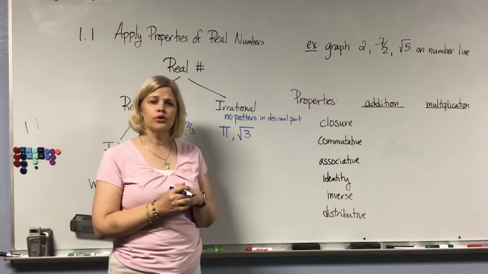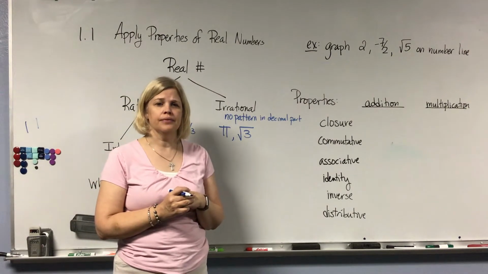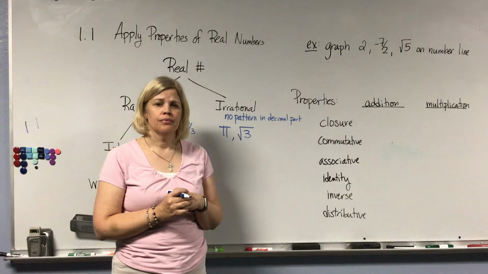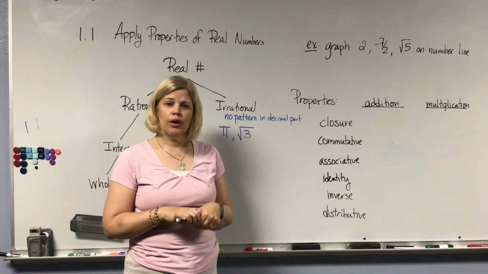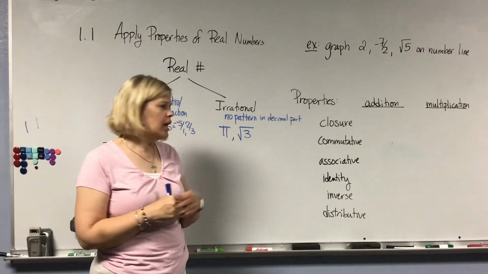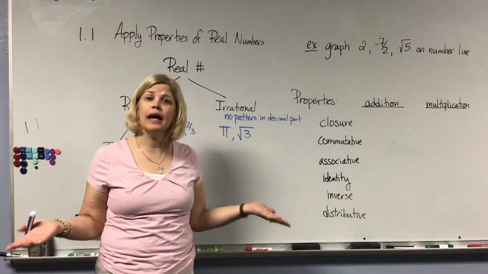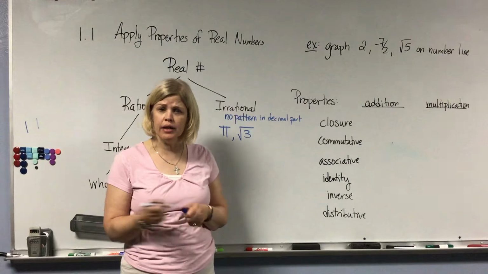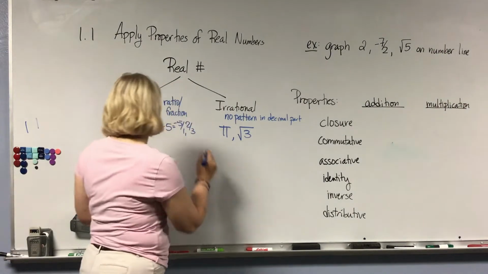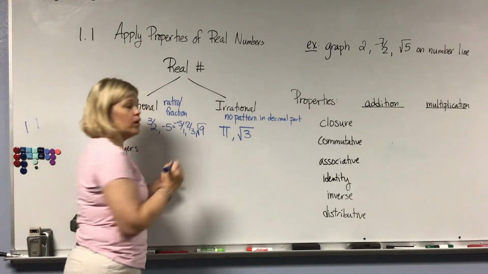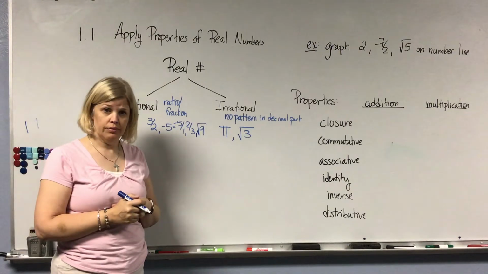Here's a question for you. Square root of 9. It's got the square root, but can you take the square root of 9? Yes, because 3 times 3 is 9. So square root of 9 would also be rational.